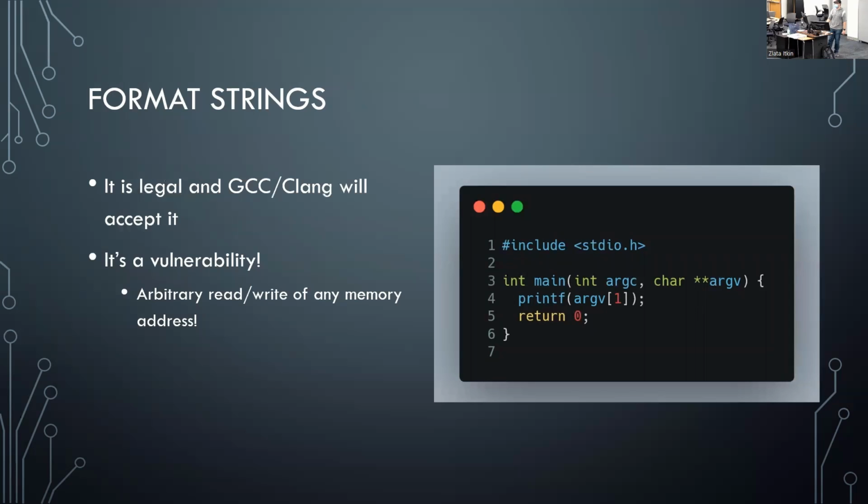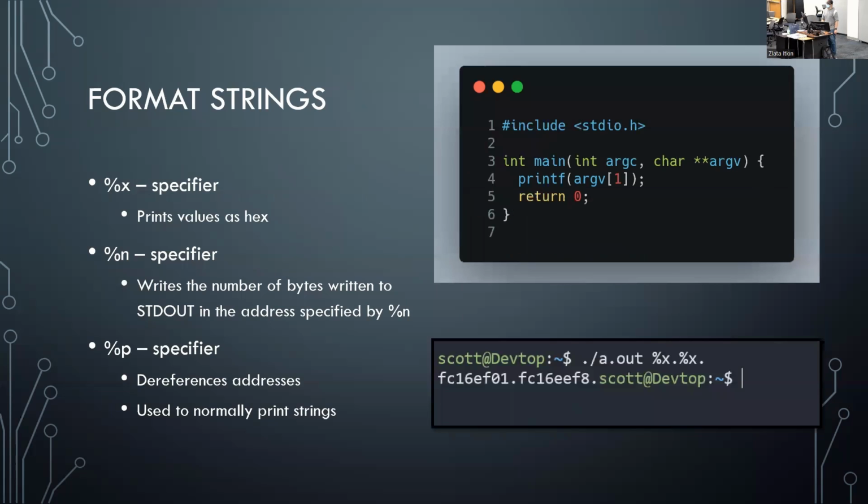Well, it is legal and GCC and Clang will accept it. You will get a small warning, but a lot of people disable it. And the reason it's a warning is that it is a vulnerability, because through that bug on line 4, you can get arbitrary reads and writes of any memory address in the process space on the system. So the types of interesting format strings that you can use: %x.